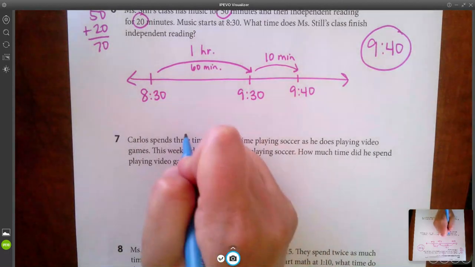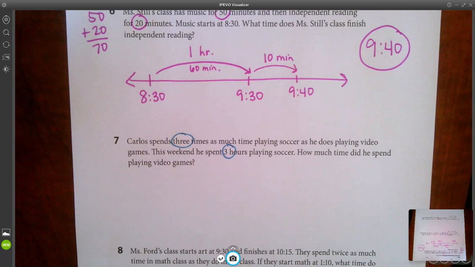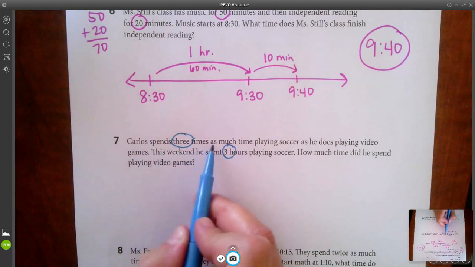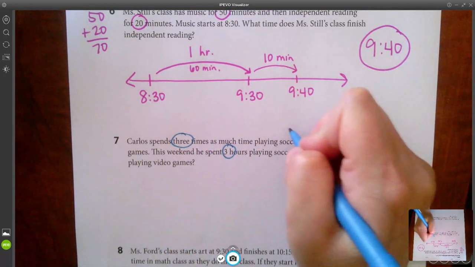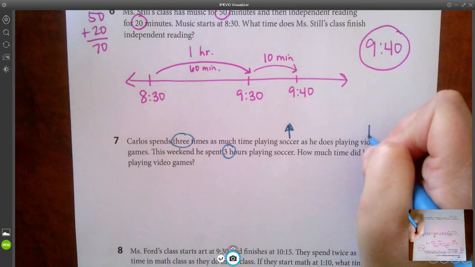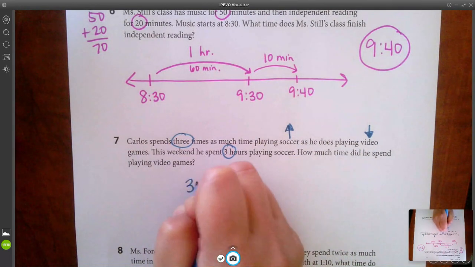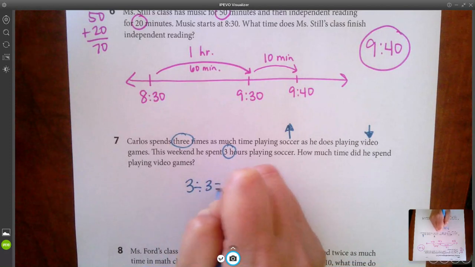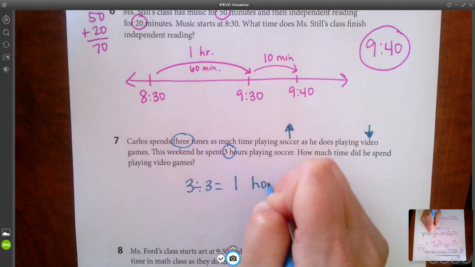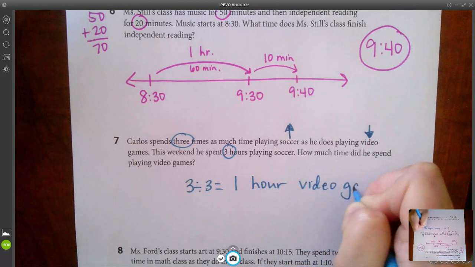Kids would be tempted to do 3 times 3 and get an answer of 9. But look, Carlos spends 3 times as much time playing soccer. So he plays more soccer and he plays less video games. So instead of 3 times 3, I'm going to do 3 divided by 3. So he plays 1 hour of video games.